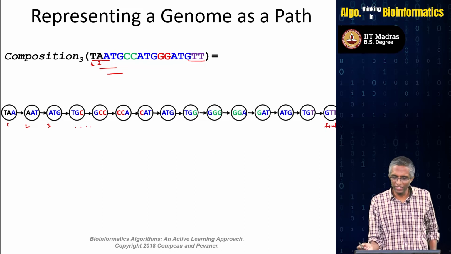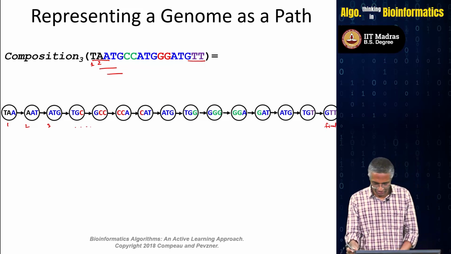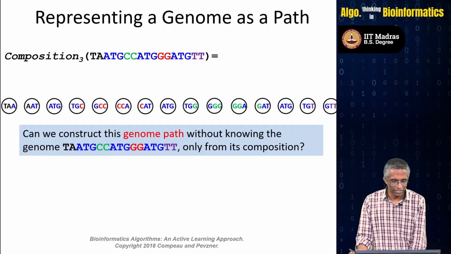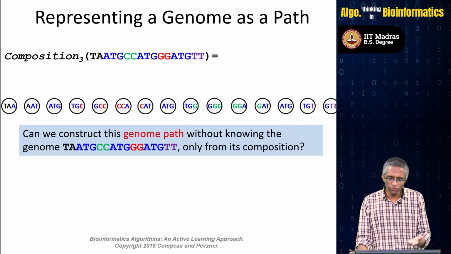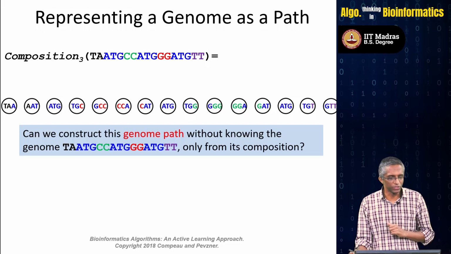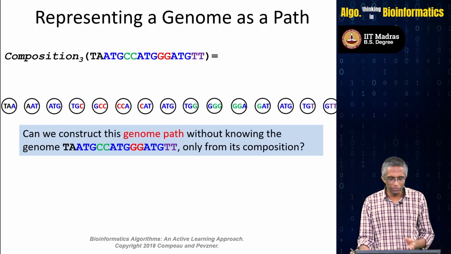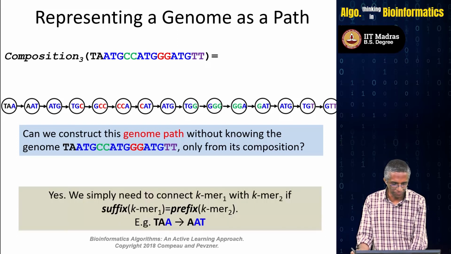If you know the ordering, of course, we can construct this. This is a simple path. This is your genome. But of course, we do not know the string, we do not know the ordering, we only have these nodes, that is all. So can we construct this genome path without knowing the genome and only from its composition? That is the question we are asking.